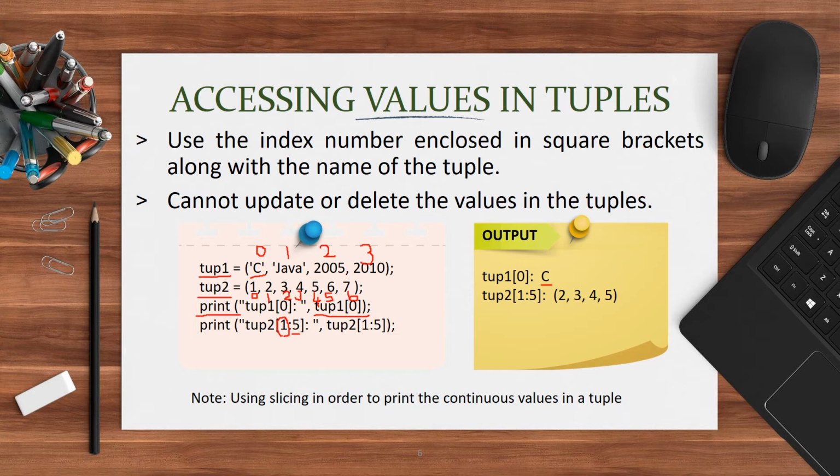See, 1 will be from the 2, so 2 to 5, so 5 means here up to this 6 value, so it will exclude this 6, and 2, 3, 4 and 5 will get printed. So 2, 3, 4 and 5 will get printed. Here we can use the slicing operator in order to print the continuous values in the tuples.